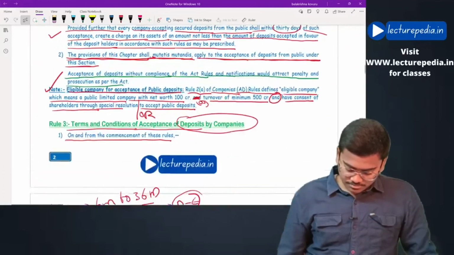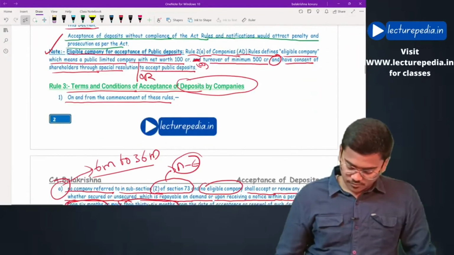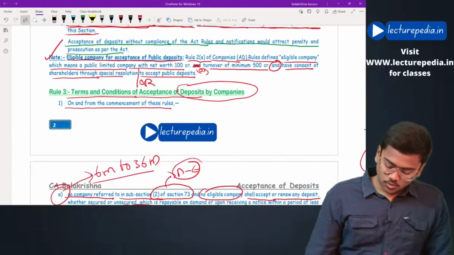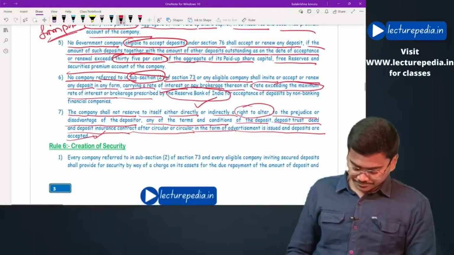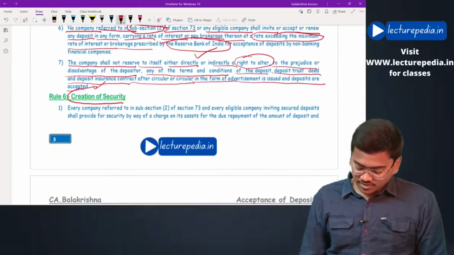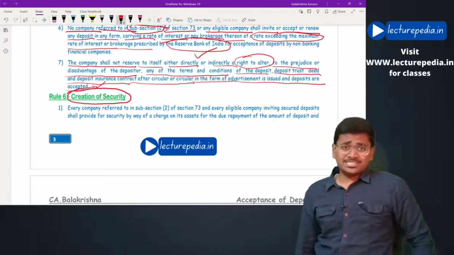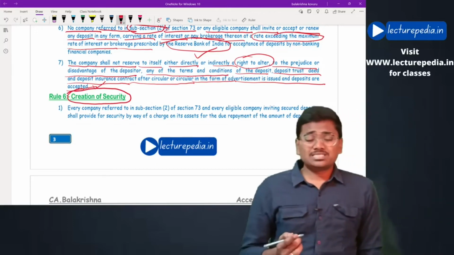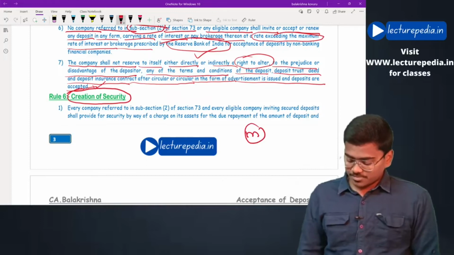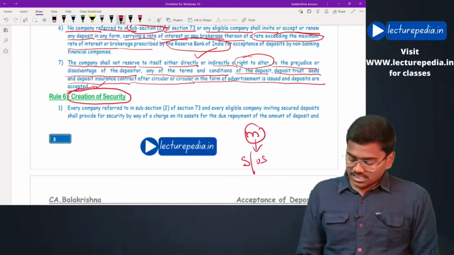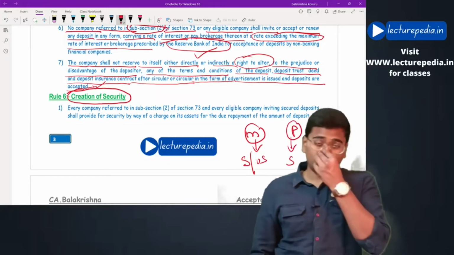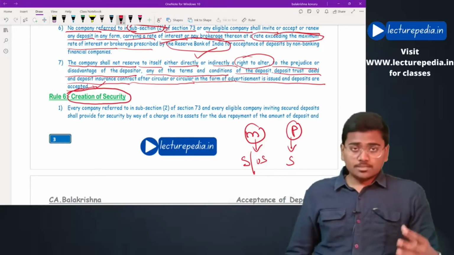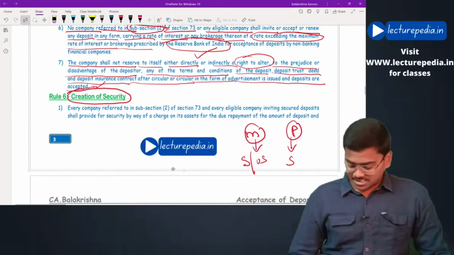Those are some terms and conditions related to acceptance of deposits, which are discussed by rule number 3. Next rule: creation of security. We have already discussed that deposits which are raised from members can be either secured or unsecured, but deposits raised from the public must be secured only. Related to that creation of security, rule number 6, let us see.